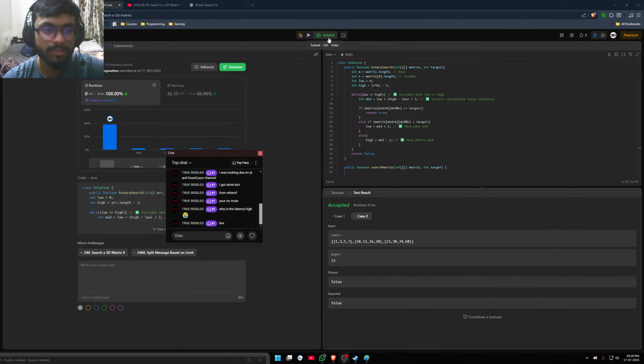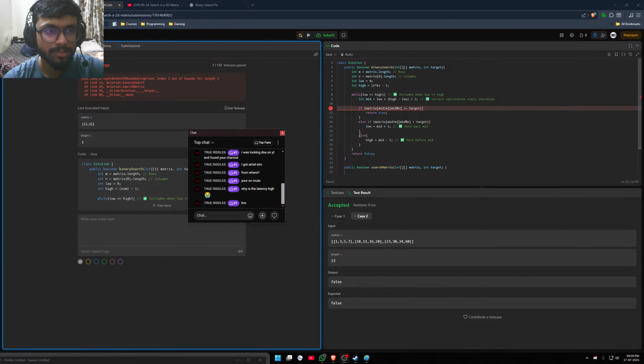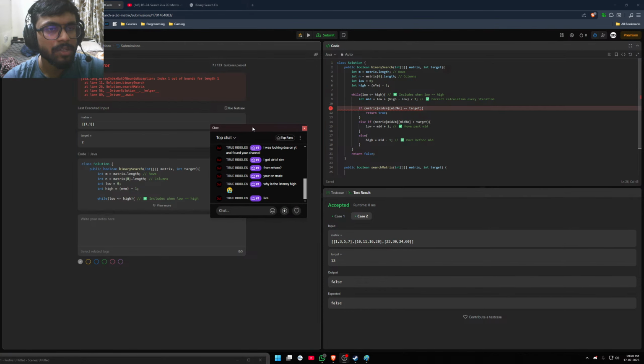Did it just work? Thank God, it didn't work. Index 1 is out of bounds for length 1. Okay, for what case is this? Yeah, this is the case. So matrix, we have a 1D matrix.